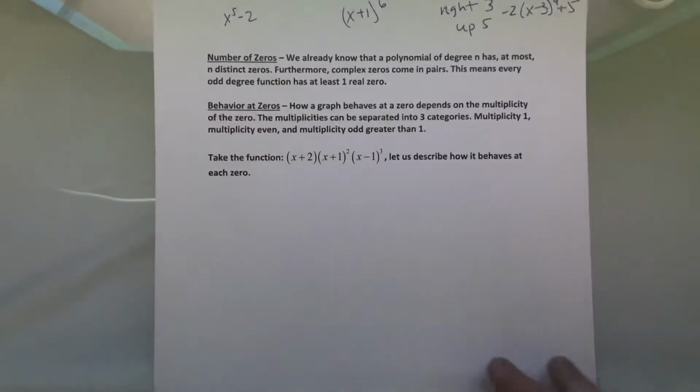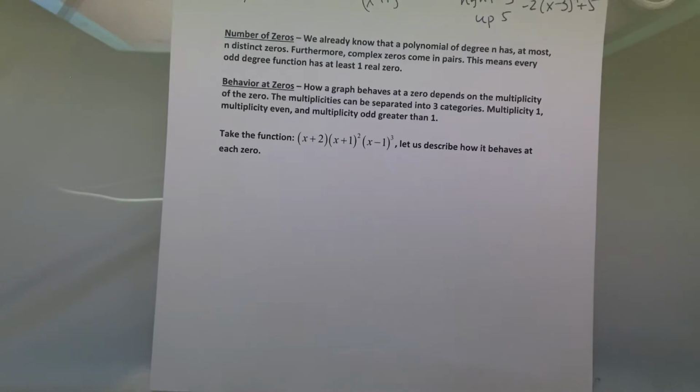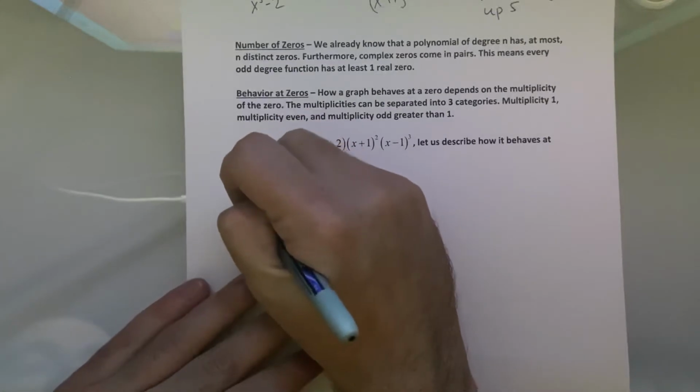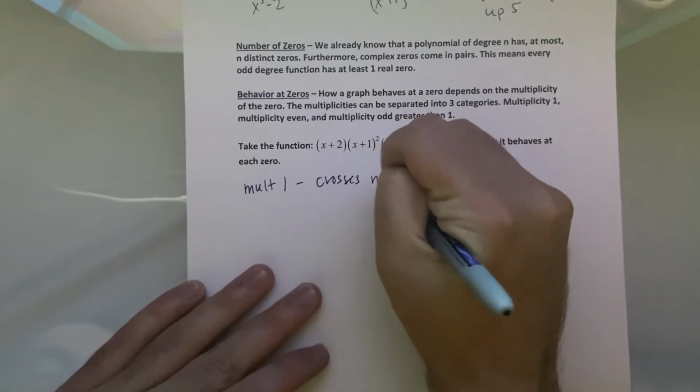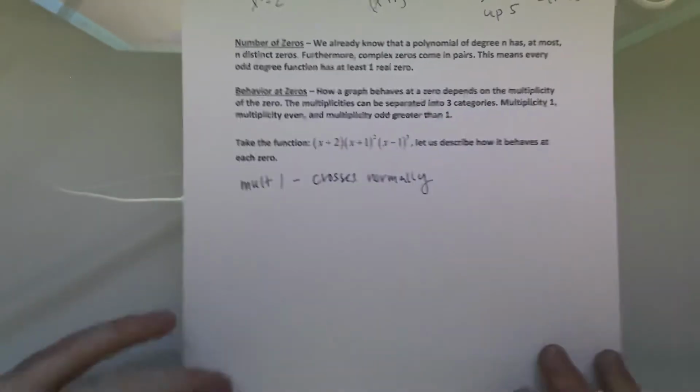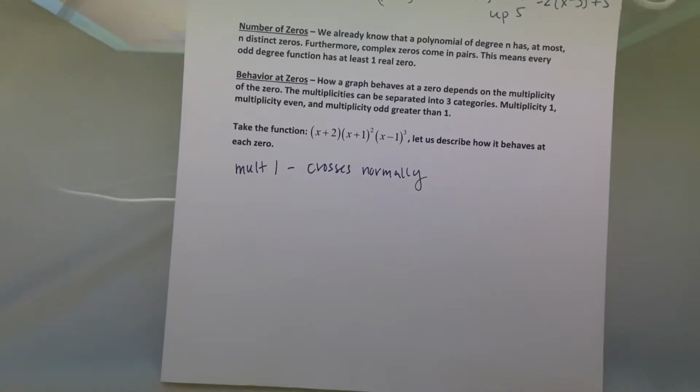So let's talk about how graphs behave at 0. So we know that multiplicity determines how many times a 0 has, and how the graph behaves at the 0 is entirely dependent on the multiplicity. There's kind of 3 different options: multiplicity 1, multiplicity even, and multiplicity odd greater than 1. So if it has multiplicity 1, this is where it crosses normally. I like to think of it as like crossing a river. If you cross the river one time, you just keep going.